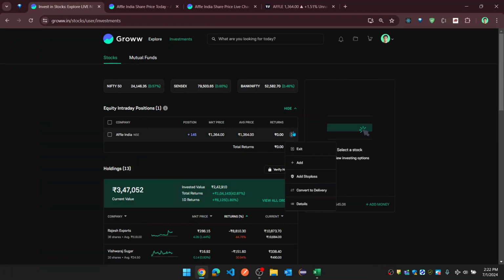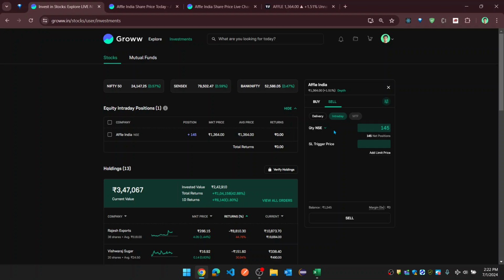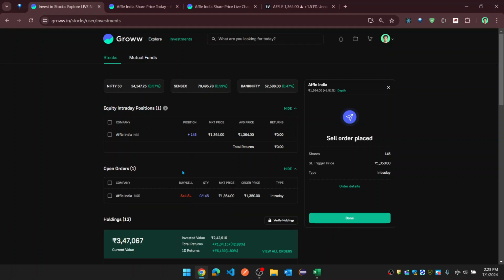So we go here, add stop loss, sell section, intraday. Target price would be 1350. I need to click on sell. Yeah, my order has been placed.